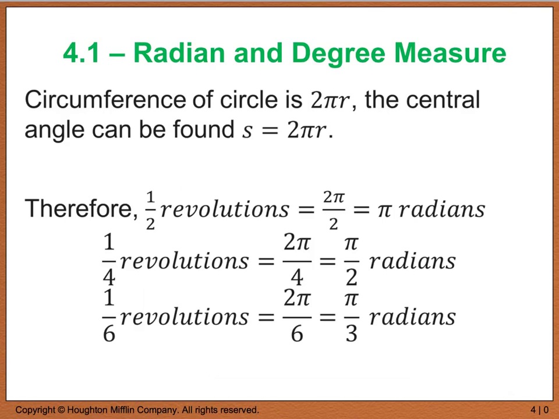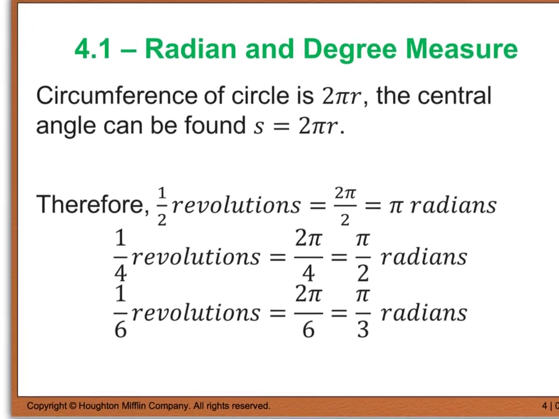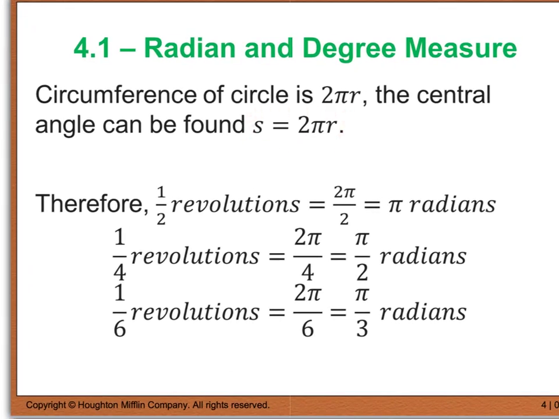In order to get a feel for what 1 radian is, let's look at the circumference of a circle. We know that the circumference of a circle, or the distance around it, is equal to 2 pi r. So if we use a circle of, let's think about this in degrees for a second, 360 degrees, we know that the arc length, which is S, is equal to 2 pi r. So if S equals 2 pi r, then if I have 1/2 of a revolution, that's going to give me 2 pi divided by 2, because I'm assuming that the radius is 1. So half of a revolution is 2 pi divided by 2, which is pi radians.